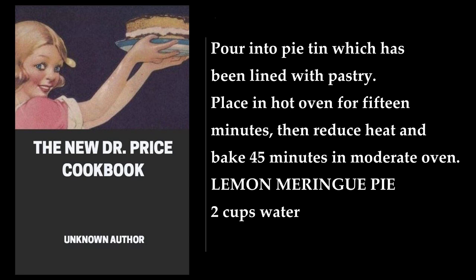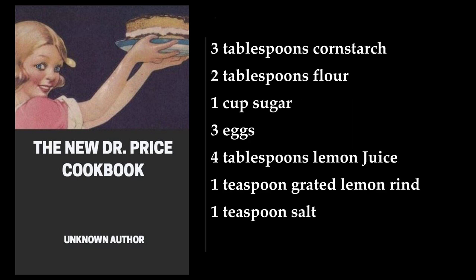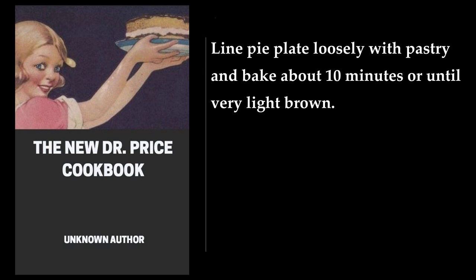Lemon meringue pie. 2 cups water, 3 tablespoons cornstarch, 2 tablespoons flour, 1 cup sugar, 3 eggs, 4 tablespoons lemon juice, 1 teaspoon grated lemon rind, 1 teaspoon salt. Line pie plate loosely with pastry and bake about 10 minutes or until very light brown.